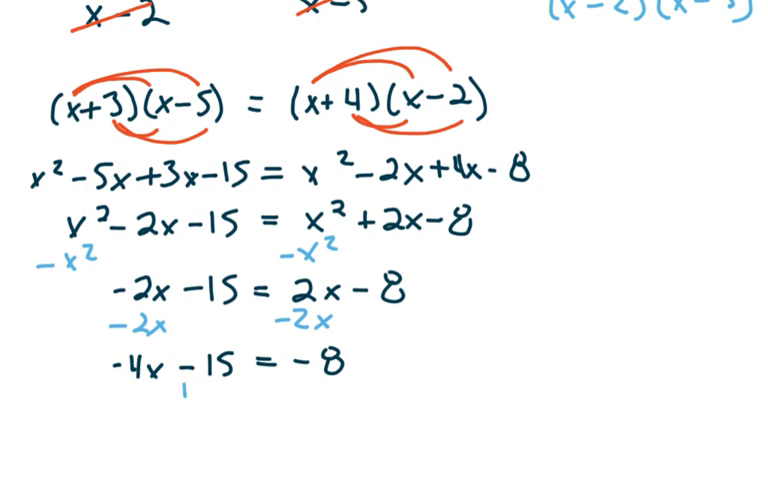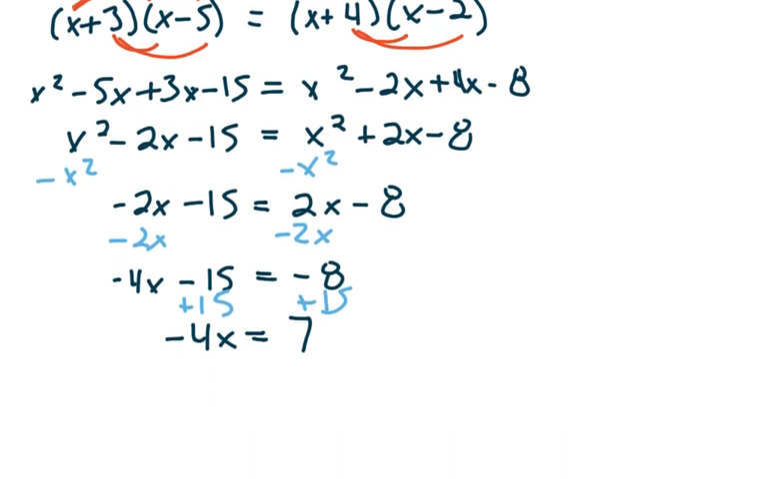Add 15 to both sides. So negative 4x equals 7. And then divide by negative 4. So x equals negative 7 over 4.